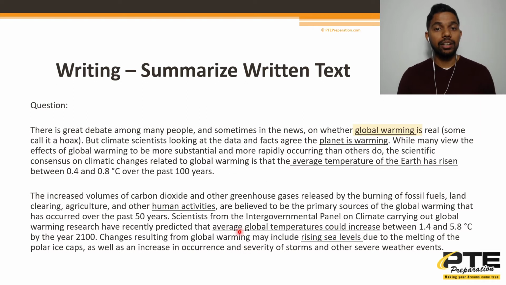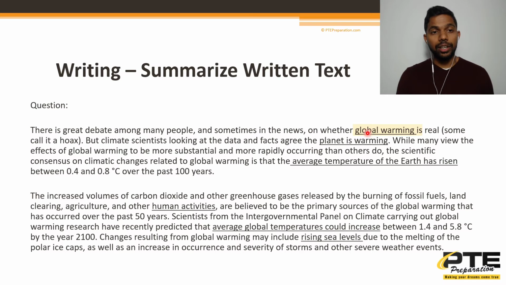So this is a particular question here. Let's read it and let's look at what the main points are. So there's a great debate among many people, and sometimes in the news, on whether global warming is real. Okay, some climate scientists looking at the data and facts agree that the planet is warming. So what I'm doing in this method is highlighting the key points in each sentence. Okay, and you can do this for a sentence, or for every two sentences, but the key thing is I'm just highlighting one or two keywords that stand out for me in each sentence.